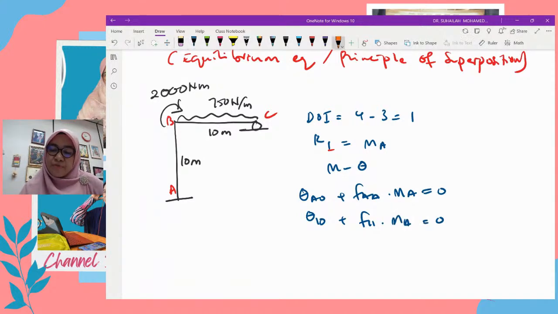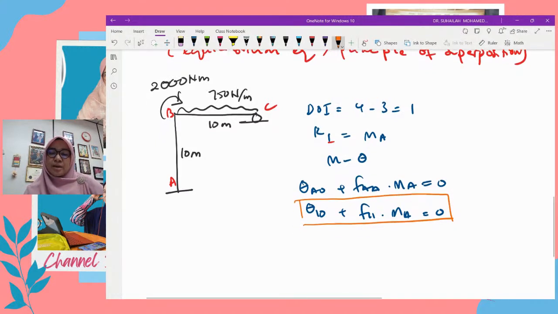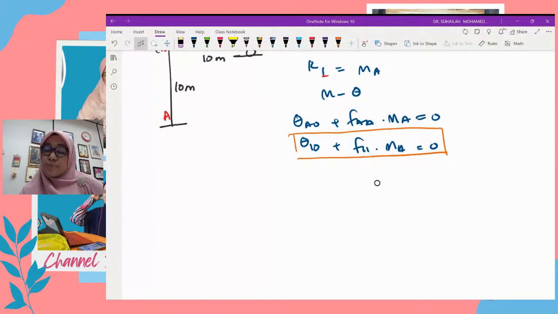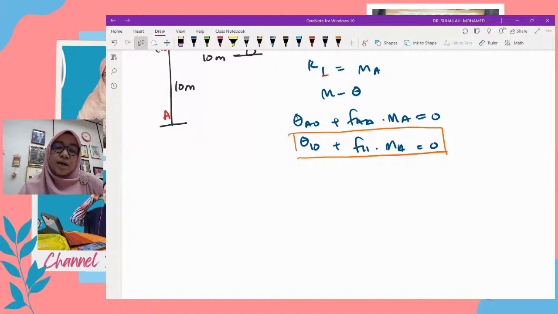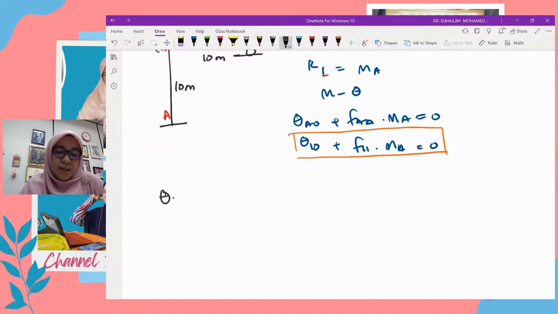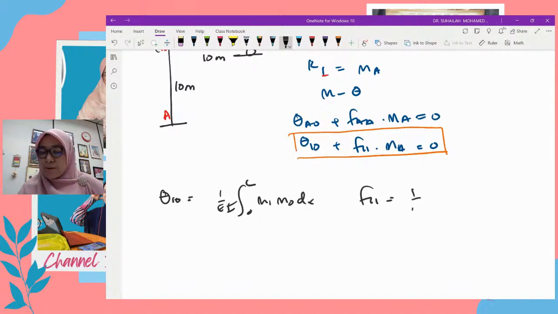I prefer writing the equation like this. From this we know that there are two displacements. Theta 1 naught is 1 over EI integral from 0 to L of M1 M naught dx, and F11 is 1 over EI integral from 0 to L of M1 squared dx.